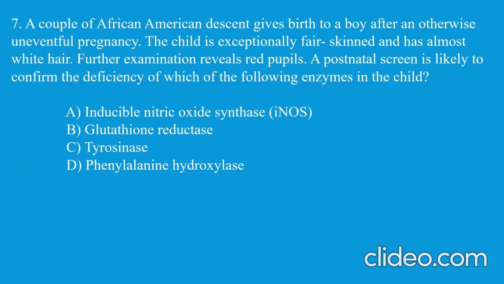Next question. A couple of African American descent gives birth to a boy after an otherwise uneventful pregnancy. The child is exceptionally fair skinned. This is a catch point, that is the fair skin and has almost white hair. Whiteness is mainly due to the deficiency of the melanin, and melanin is synthesized from the amino acids in which one enzyme is needed, that is tyrosinase, right? So here the answer would be tyrosinase, because in tyrosinase deficiency there won't be any melanin synthesis, or there would be deficiency of the melanin, due to which there will be whiteness of the hair or the whiteness of the skin, right? So tyrosinase deficiency, you have one disease named that is albinism, right? So answer would be tyrosinase deficiency and disease name is albinism.